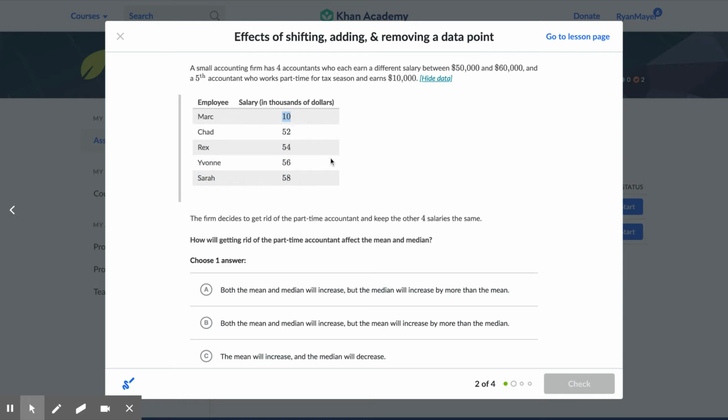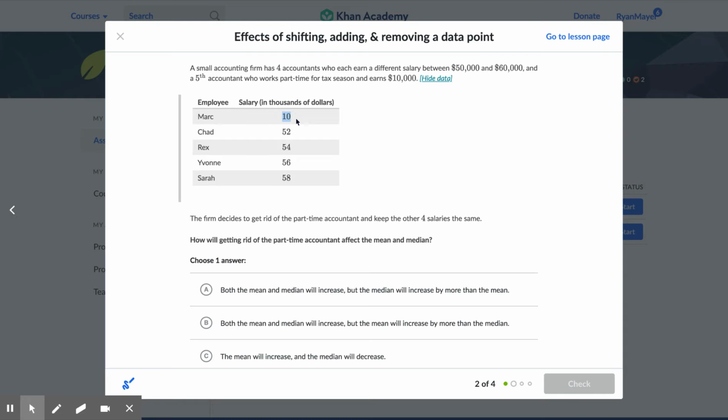We need to figure out if the firm decides to get rid of him and they say, you know what, we don't need you this year. We don't have enough work for you. You're going to have to take a step out. If we get rid of him and his salary, what's going to happen to our median? What's going to happen to our mean?